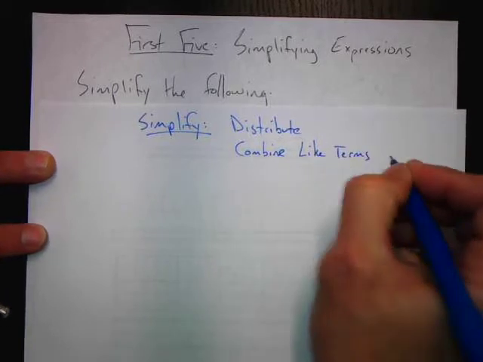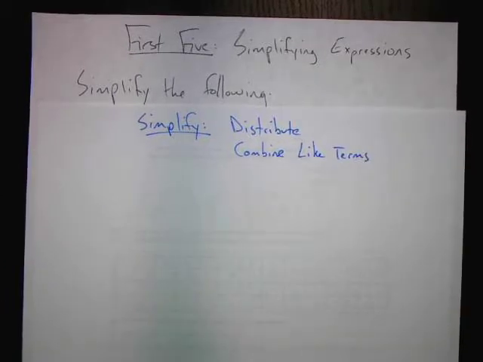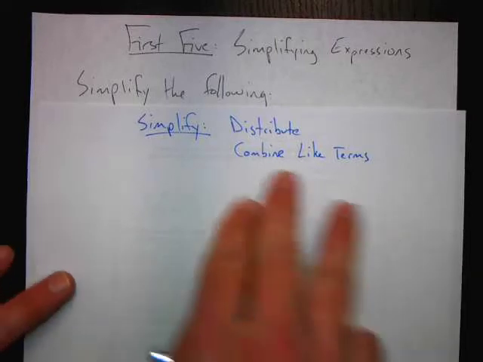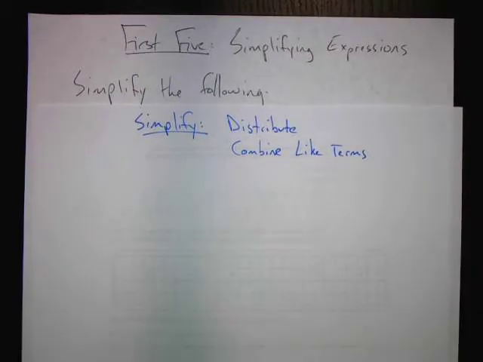And combining like terms is very similar to the lesson on adding and subtracting fractions. You can add things that are like. You cannot add things that are not like. And when it comes to multiplication, you can multiply whatever you want. So again, when it comes to simplification, we want to distribute and use combining like terms.